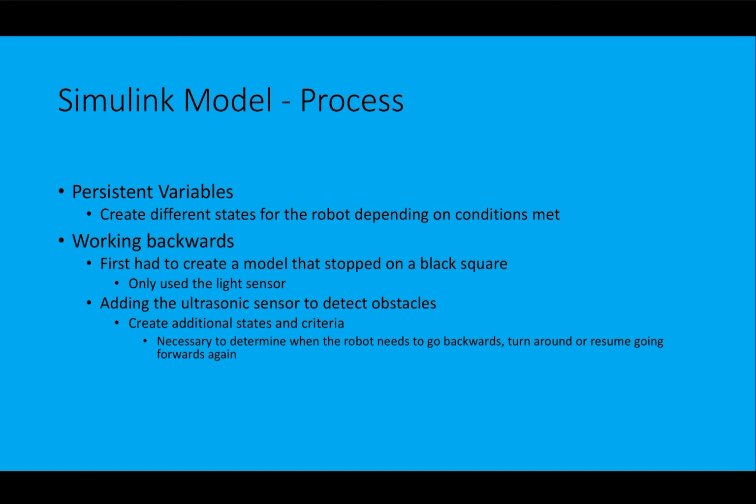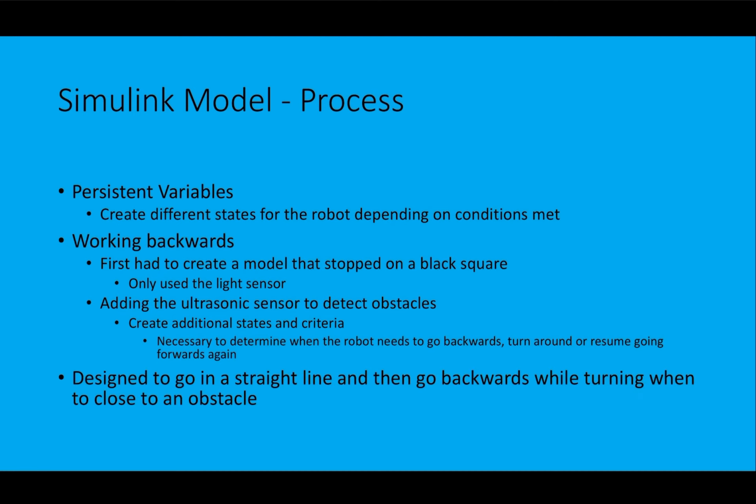First, I had to create a model that stopped on a black square. And so I designed the robot initially to go in a straight line and stop on the black square because I needed to know that the robot will stop. Otherwise, it's hard to work with states because you don't really know if the robot's actually doing what it's supposed to be doing. You have to make sure it works before you can expand on it and really grow.